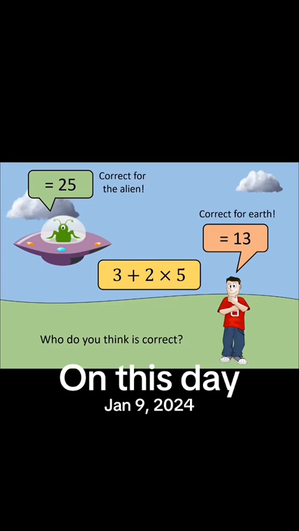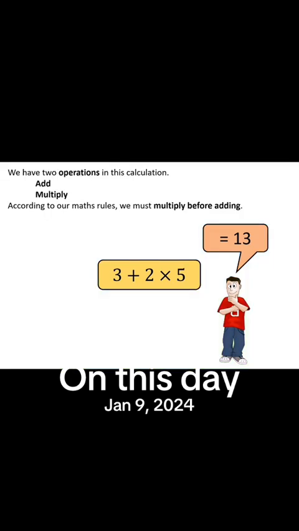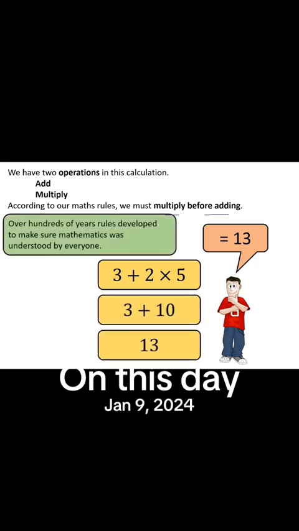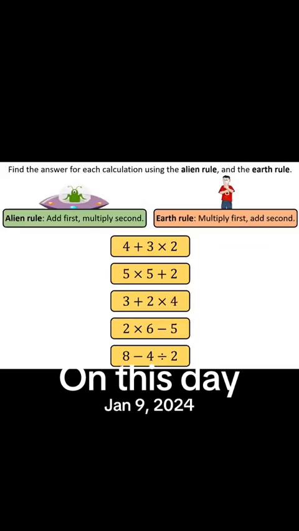So we have two operations in this calculation, add and multiply. According to our maths rules, we must multiply before adding. Multiply before adding, guys. So 2 times 5 is going to be 10, 3 plus 10 is going to be 13.